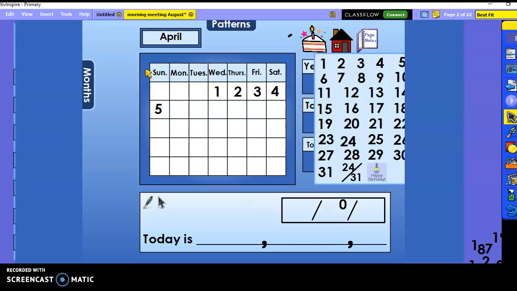All right, sit on down. So we know that it is April and it's Monday. If yesterday was the 5th, today it is the 6th. So we say it is Monday, April 6th, 2020.